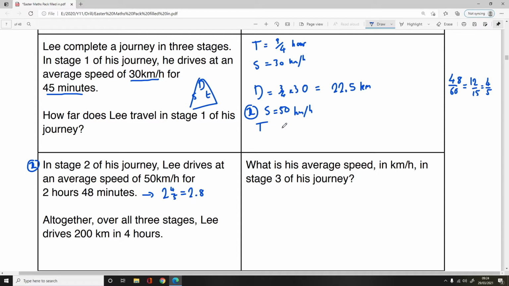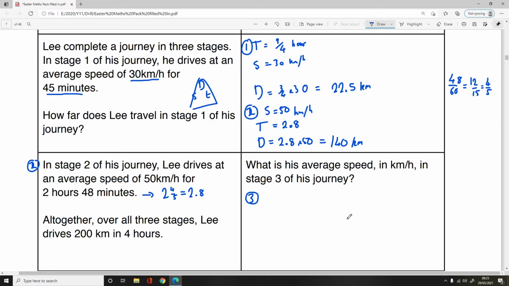The mistake that people make with this is they change this to 2.48, which would be true if there were 100 minutes in an hour. So we have speed, we have time, let's work out distance again. 2.8 times 50 gives us 140 kilometers in stage 2. It says altogether over 3 stages he does 200 kilometers in 4 hours. We want the speed in stage 3.